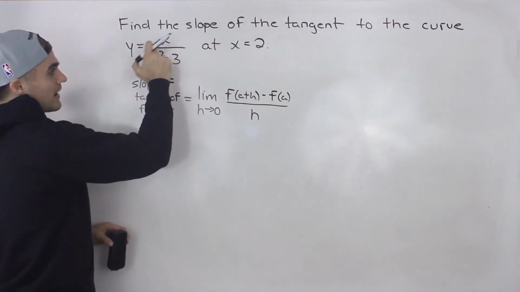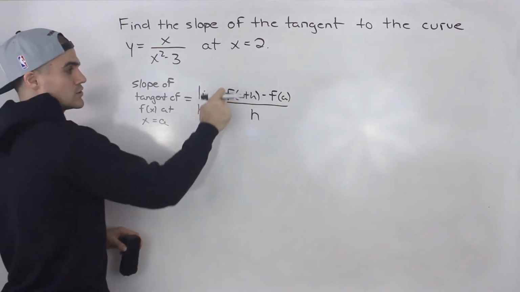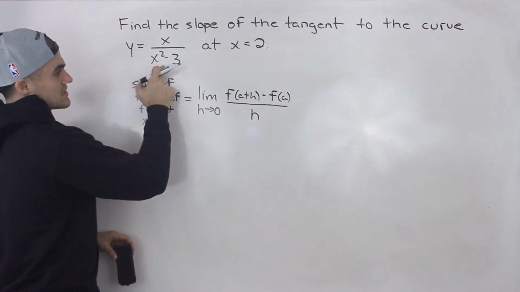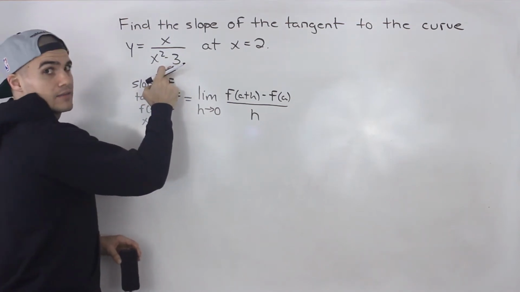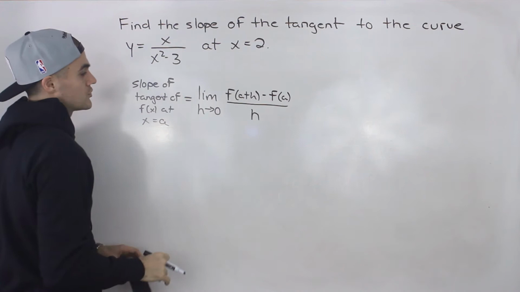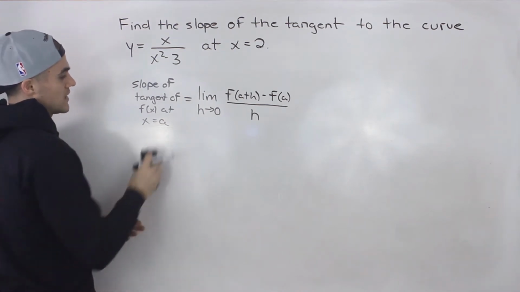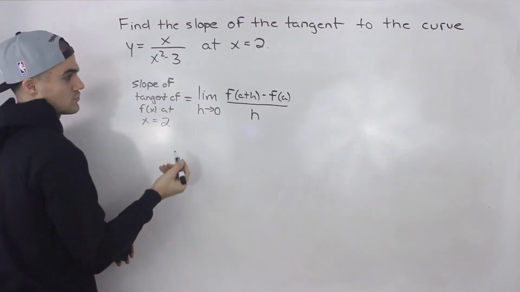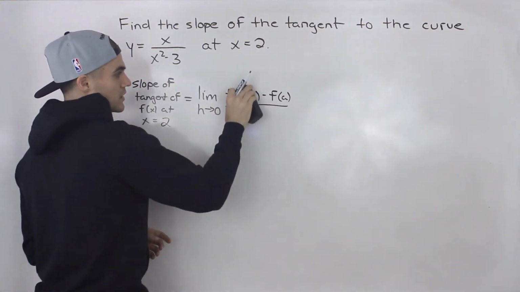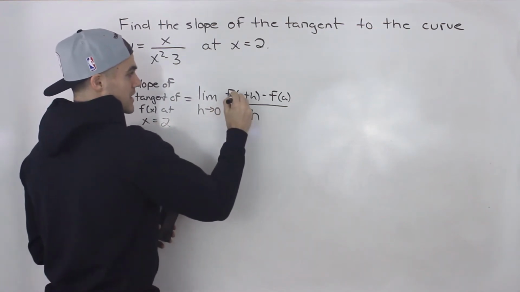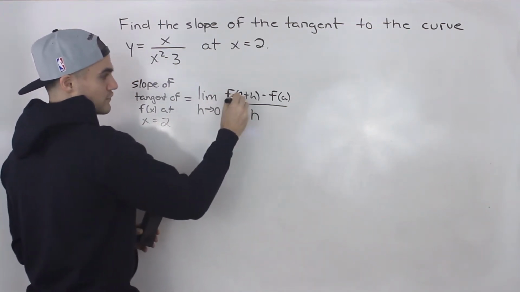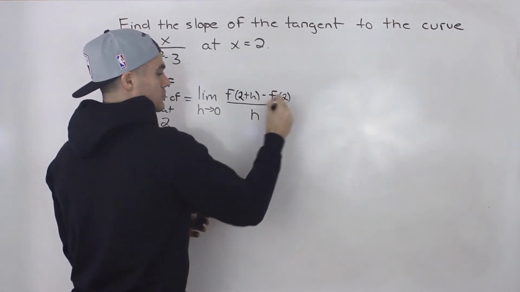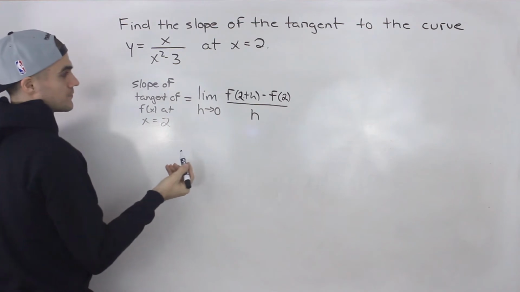And this function here, x over x squared minus 3, if you were to do the general expression first, it would take you super long, just because of this x squared minus 3 in the denominator. There's just going to be tons of algebra. So in this case, what I suggest doing is plugging in that x value of 2 right away for a. So we're going to be finding the limit as h approaches 0 of f of 2 plus h minus f of 2 all over h.